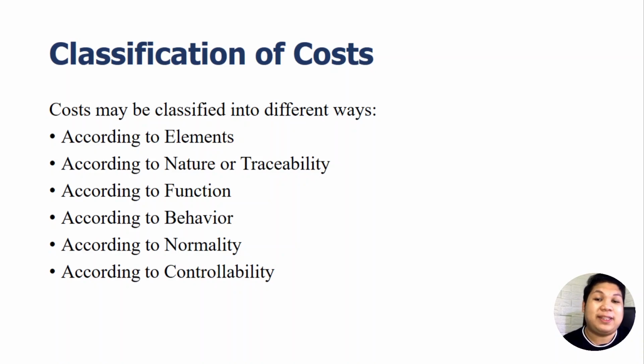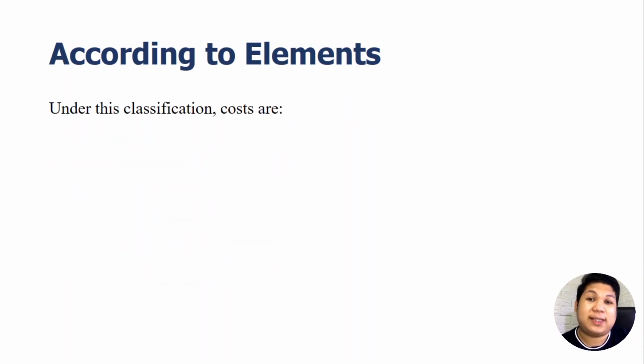Again, this list is not exhaustive. It's not yet complete, and you might encounter other classifications of costs, but definitely these are some of the most common cost classifications we have, especially in accounting. So we will begin with cost classification according to elements. According to this classification, costs are classified either as material costs.